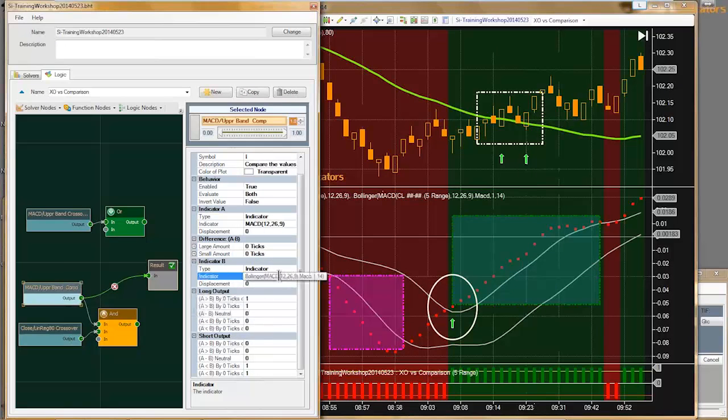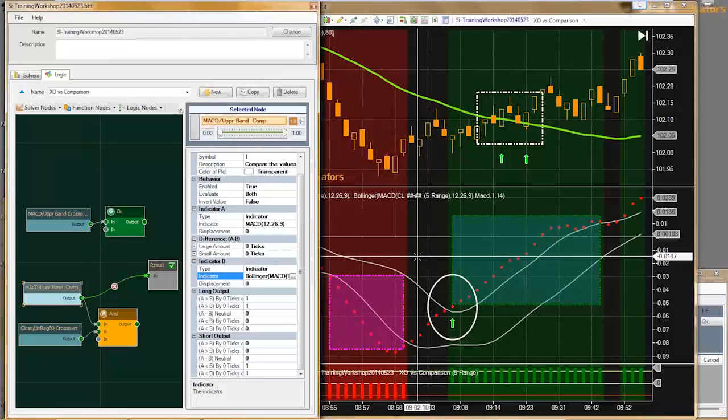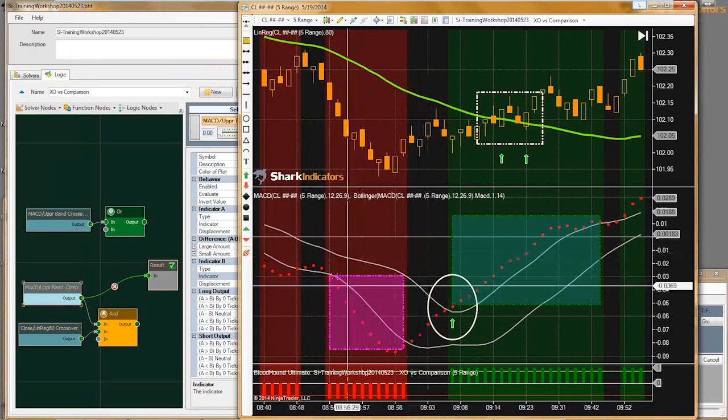However, we can change that and say, well, we're really not interested when the MACD is above or below the upper band. We're really interested when the MACD is below the lower band for a short situation. So we can just select the lower band to look at our short outputs. And that's how we got this kind of unique setup here.